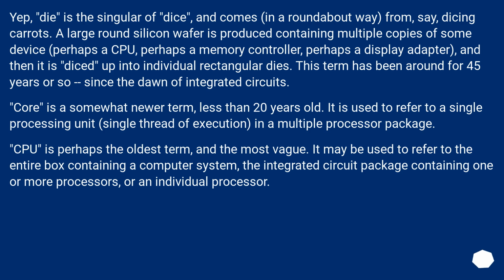Core is a somewhat newer term, less than 20 years old. It is used to refer to a single processing unit, single thread of execution, in a multiple processor package. CPU is perhaps the oldest term, and the most vague. It may be used to refer to the entire box containing a computer system, the integrated circuit package containing one or more processors, or an individual processor.